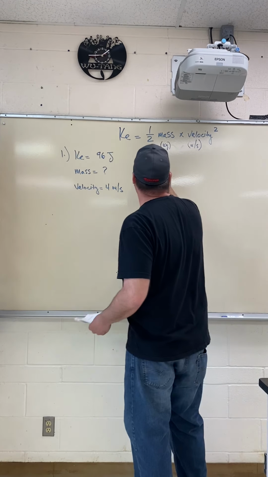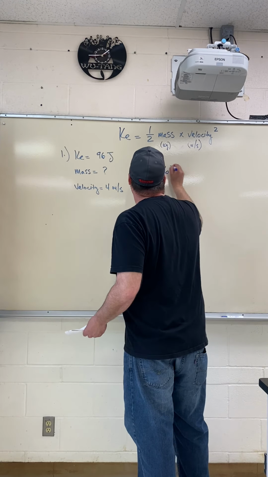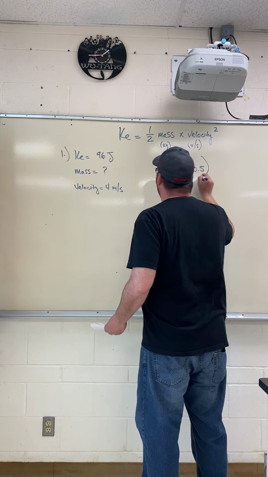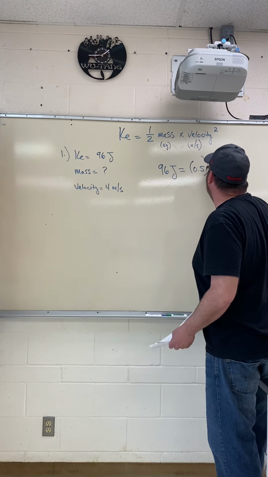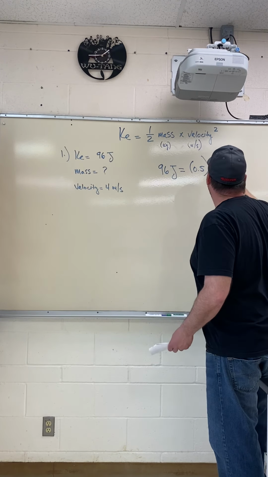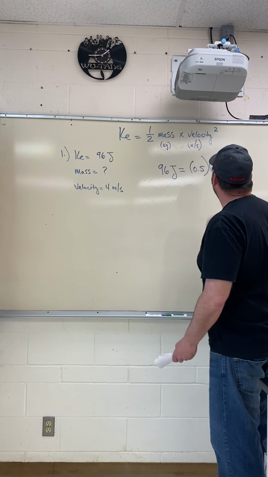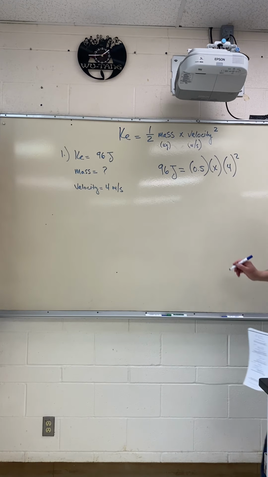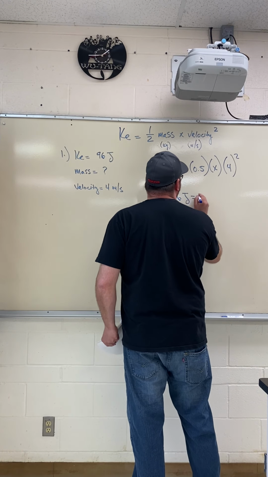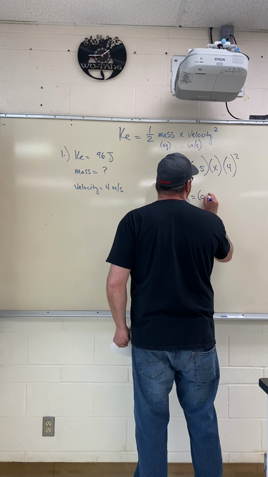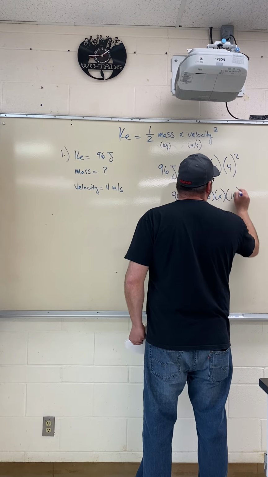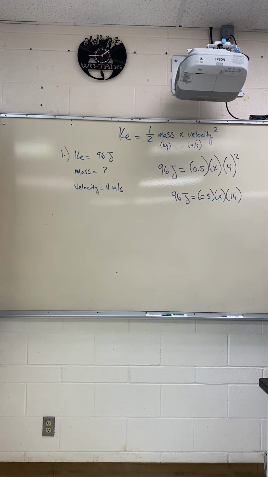So I'm going to set the problem up like this. I got 96 joules is equal to 1/2 mass. Remember, I don't know mass, so that's my x, times 4 squared. So I'm going to solve and just keep on moving down the line. So I got 96 joules is equal to 1/2 x times 16, just like so.